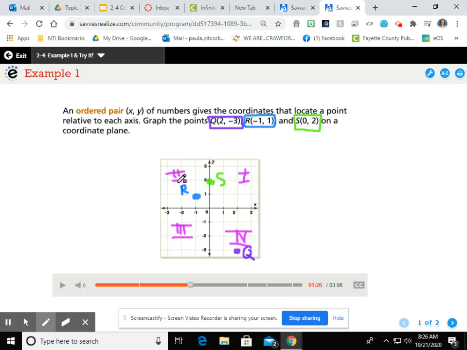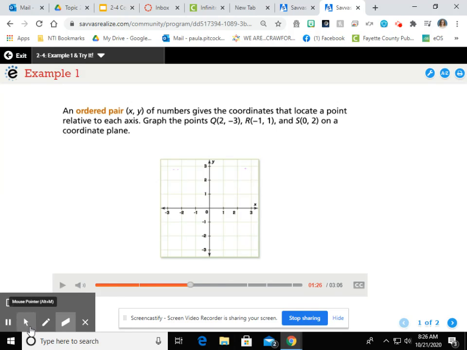So R is in quadrant 2, Q is in quadrant 4, and S is not in a quadrant at all. It's on the y-axis. So that is Ms. Pitcock teaching you how to graph these points. So let's watch the video teach it, because they may use different language and teach it a different way. That might make sense to more people. Here it goes.